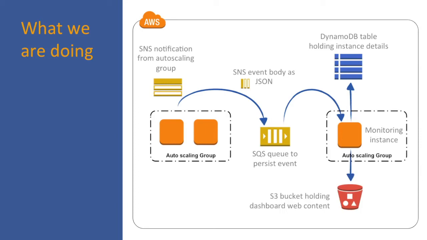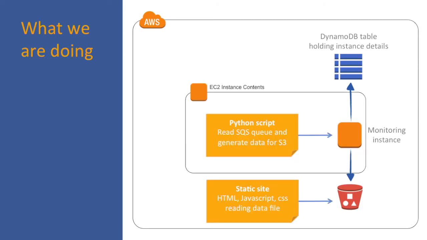We're also going to use that same Python code to publish some data to an S3 bucket that will be holding a static website. So that custom application is a simple Python script that reads SQS and then generates data for S3, and we have a static site hosted in S3, which is just HTML and JavaScript.